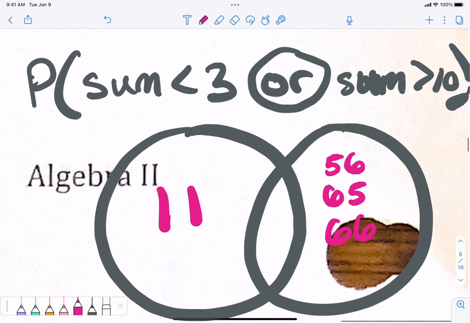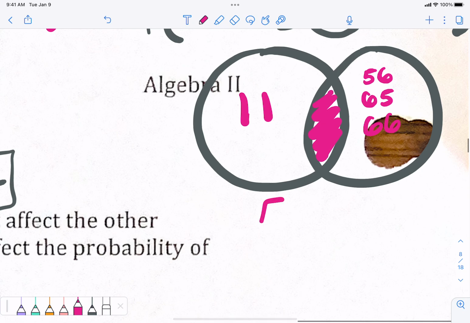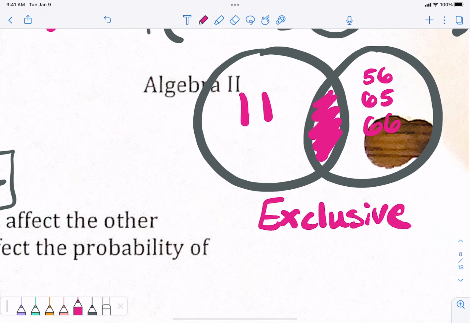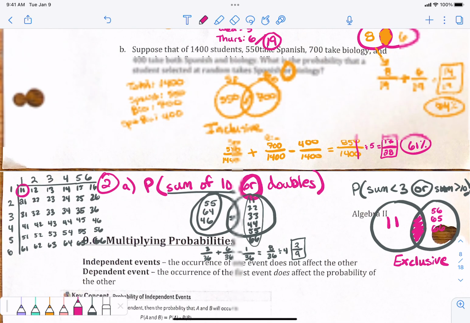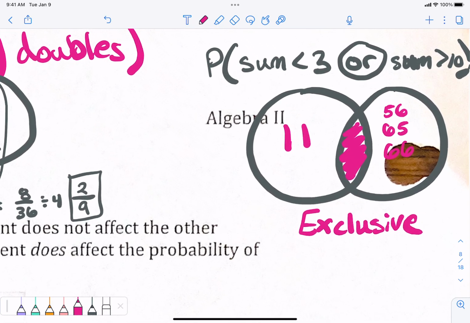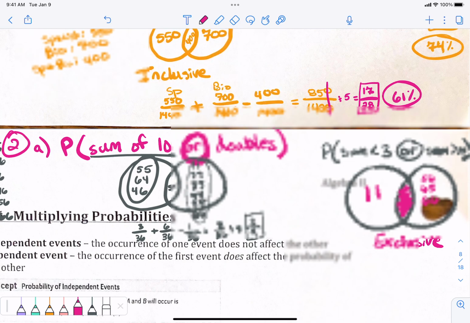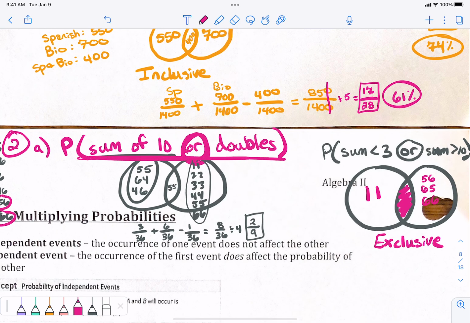Is there a way of me rolling a sum that is less than 3 on a dice and a sum that's greater than 10 on a dice in the same combination? No, right? So this is going to be exclusive. Do we have to label on the first one? Yeah, part A, we had to label. What is part A? Is that inclusive or exclusive?